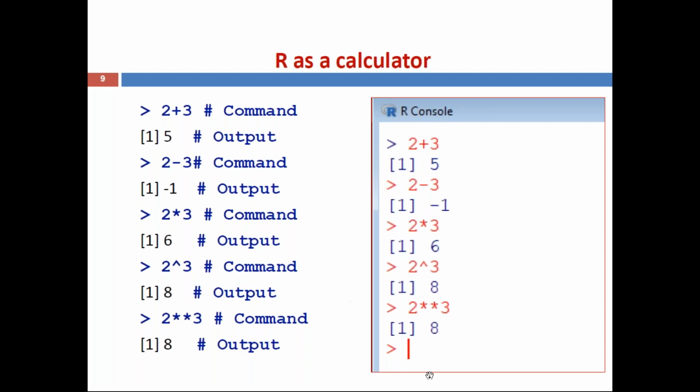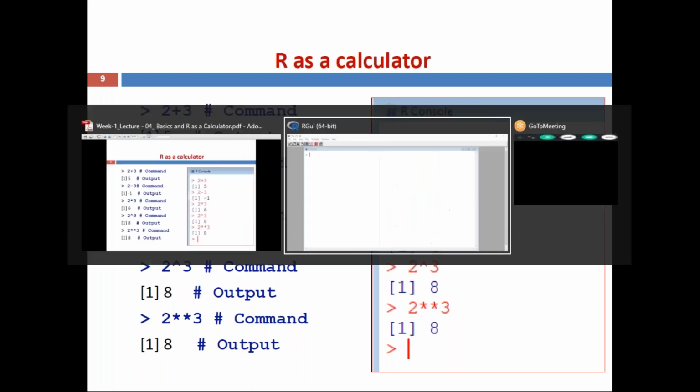On the right side you can see the outputs in the R console. 2 plus 3, output is 5. 2 minus 3, output is minus 1. 2 into 3, output is 6. 2 power 3, output is 8. 2 double asterisk 3, again the same operation, so 8. Now you can practice this.